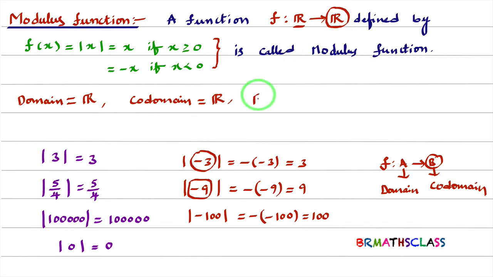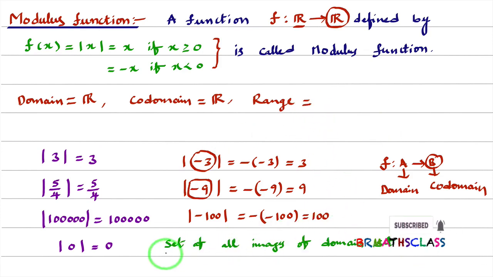Now we will try to understand the range of modulus function. This is important. What is the range definition? Set of all images of domain set is called range of the function. You see here, modulus of 3 is what? 3. That means image of 3 is 3. Image of 5 by 4 is 5 by 4. Image of 1 lakh is 1 lakh. Image of 0 is 0. Image of minus 3 is what? Image of minus 3 is plus 3.